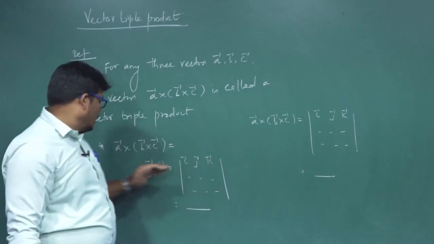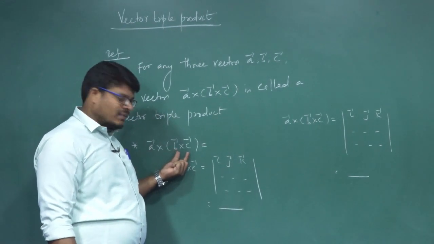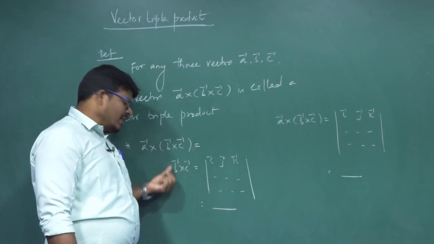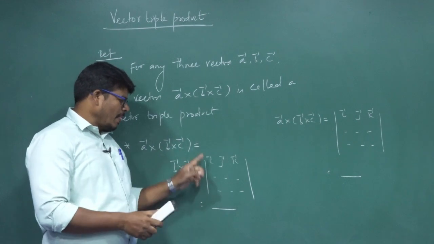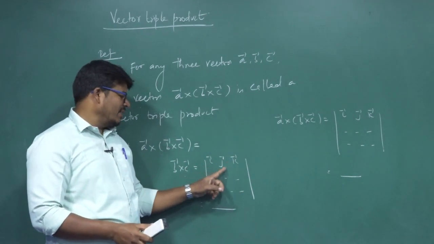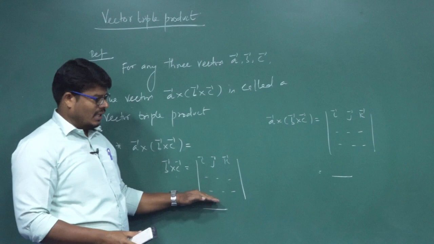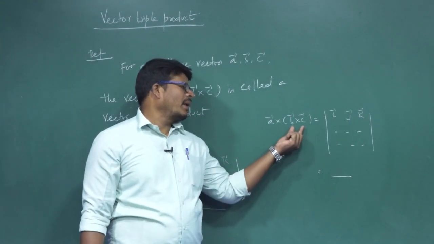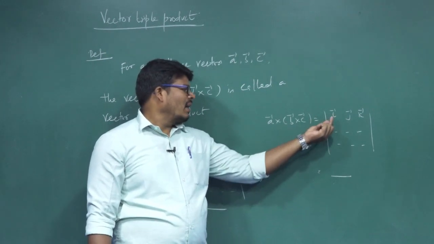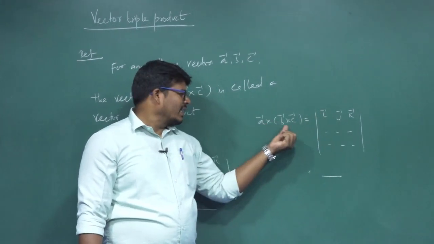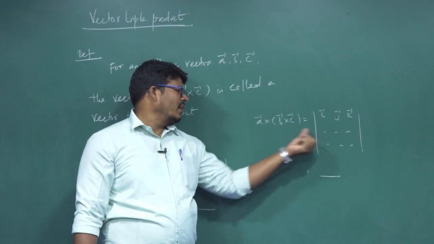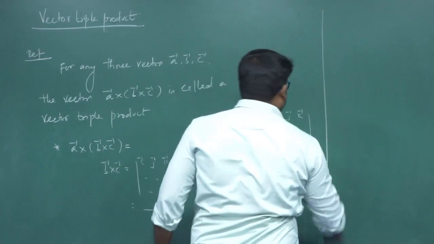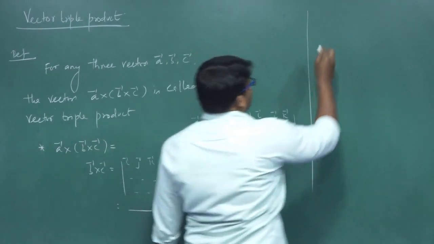The vector triple product A vector cross B vector cross C vector: first find the bracket value B vector cross C vector, the vector product of two vectors by using determinant form, I vector, J vector, K vector, and the components of B and C. The next step is to find the total value A vector cross bracket of B vector cross C vector, with I vector, J vector, K vector, the components of A and the components of B vector cross C vector.